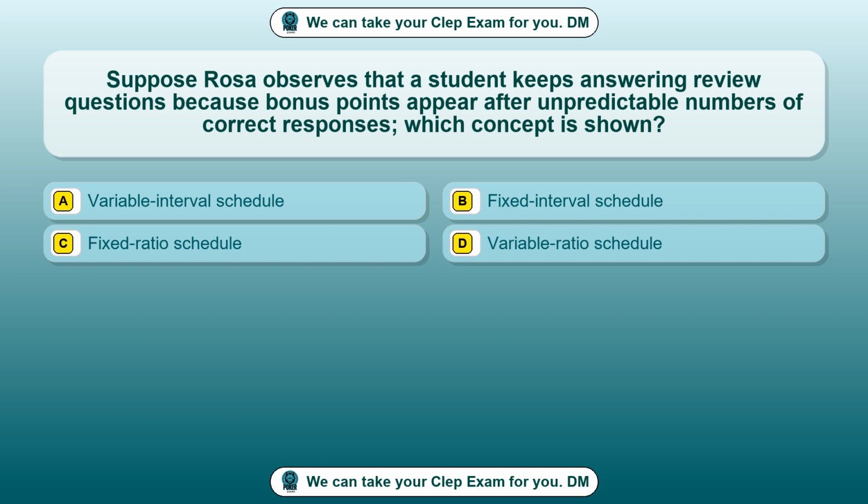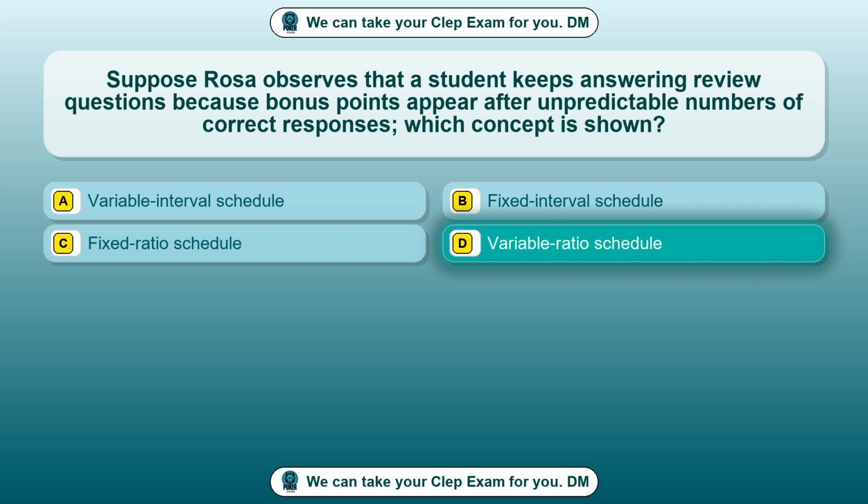Question 7. Suppose Rosa observes that a student keeps answering review questions because bonus points appear after unpredictable numbers of correct responses. Which concept is shown? Option A, variable interval schedule. Option B, fixed interval schedule. Option C, fixed ratio schedule. Option D, variable ratio schedule. The correct answer is option D, variable ratio schedule.